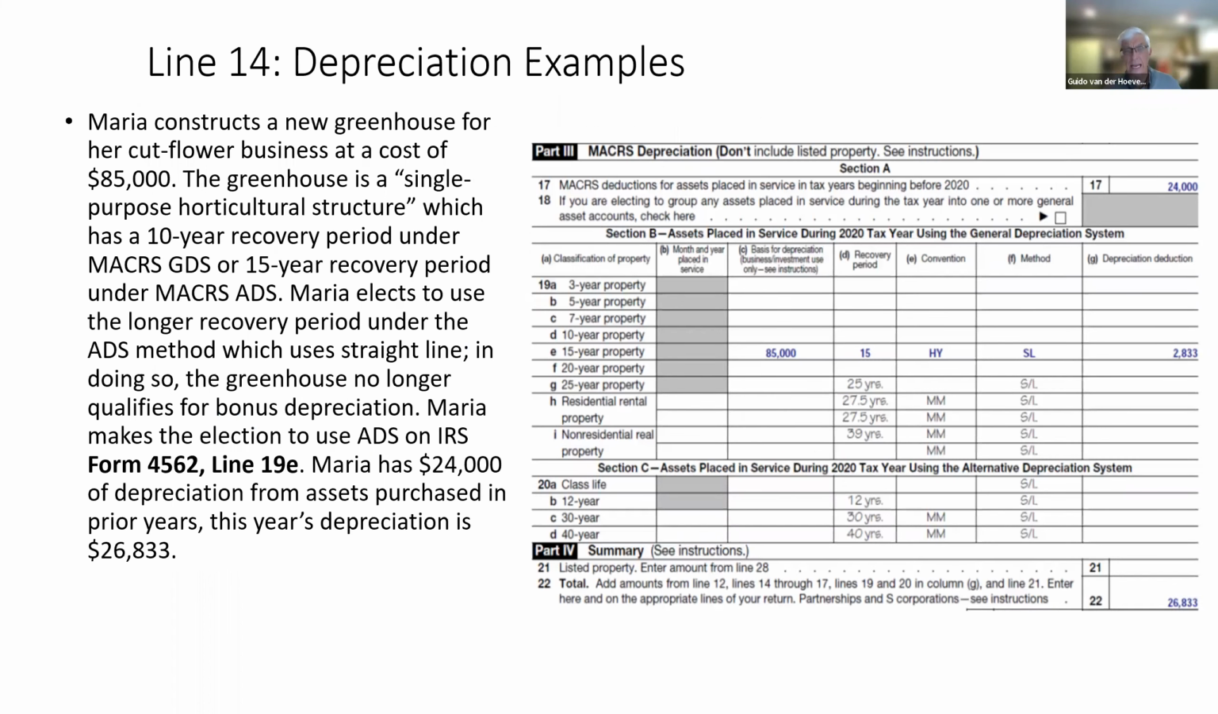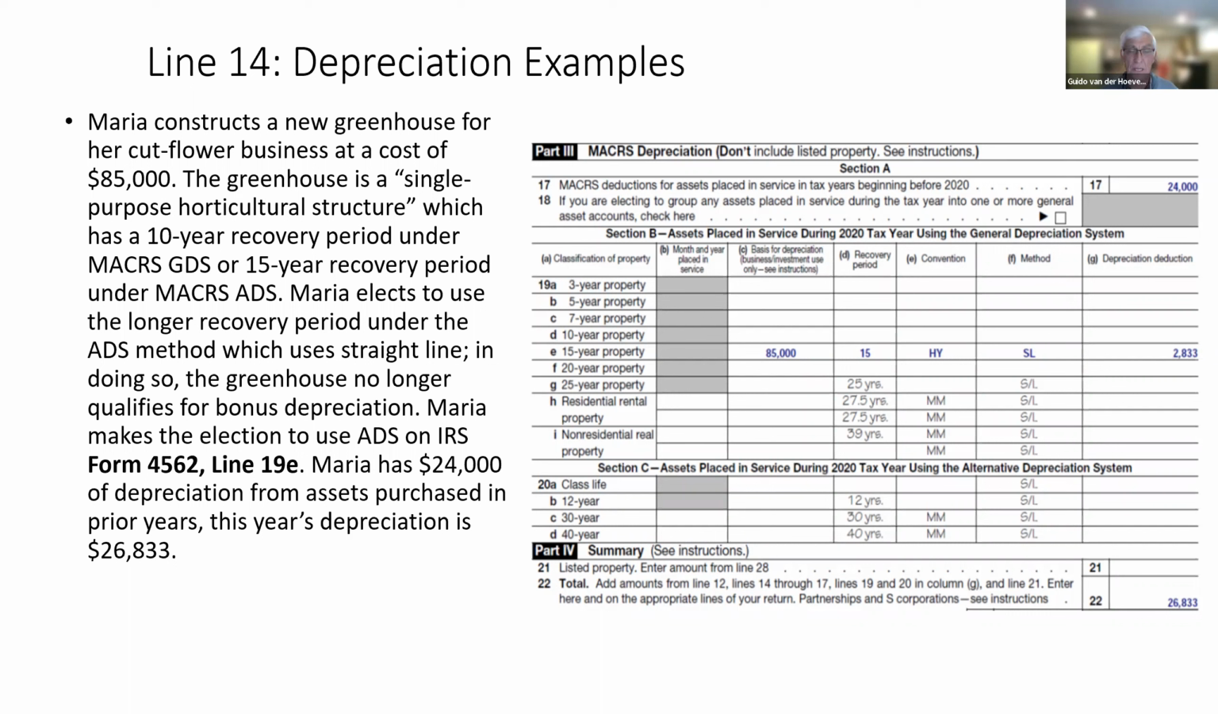Here's another example, just looking at tax planning. Here we have Maria. Now, Maria constructs a new greenhouse for her cut flower business. It's $85,000 is what it cost. Now, it's a special single-purpose structure for horticultural activities, growing of cut flowers. It has a 10-year recovery period under the statute, but Maria says, you know, my business is growing. I want to defer that depreciation until I start having more income. So I'm going to use the alternate life of 15 years. That's going to require using straight line depreciation. And when that happens, the greenhouse no longer qualifies for bonus. And she makes that election simply on Form 4562, as I've illustrated here. $85,000 under 15-year property, and half-year straight line.